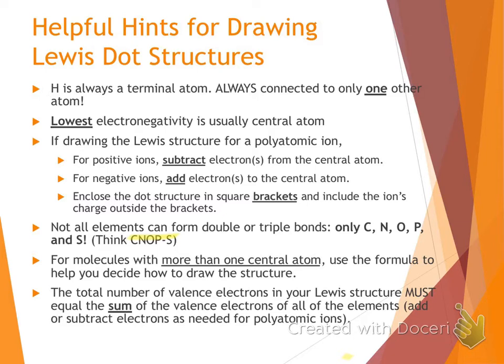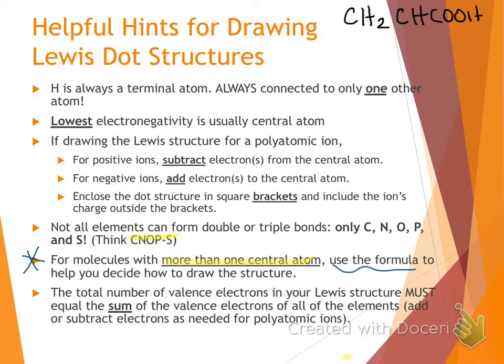And like we said, some of our molecules that we draw this unit are going to become a little bit more complicated than what we saw in pre-AP chemistry because they're going to have more than one central atom. Whenever we have more than one central atom, the formula is going to help us figure out what that Lewis structure should look like. So let's talk about a quick little example of that.